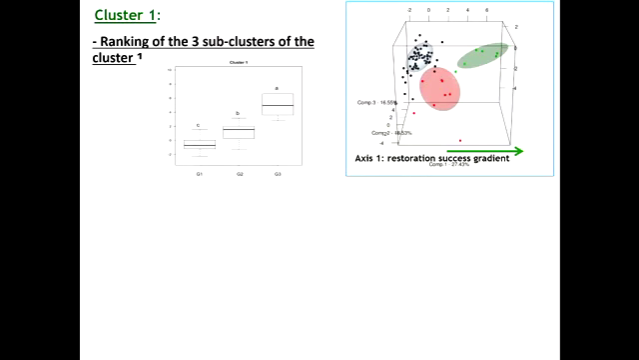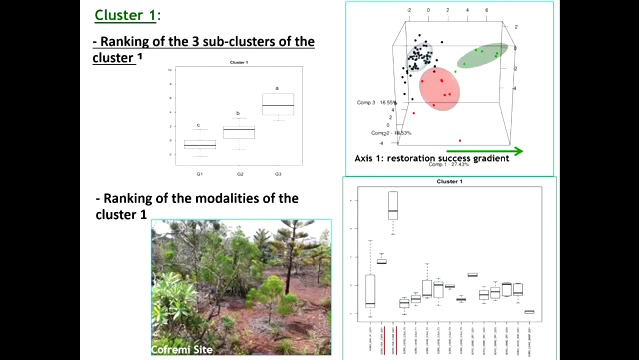So we applied this model to the three clusters. Here we have the cluster 1, which was divided in three subclusters. The subclusters are clearly distinguishable with a significant difference between them, and the green one has a better success for restoration. Here we have the ranking of all the modalities of this cluster, and this is an example of good restoration corresponding to this point.